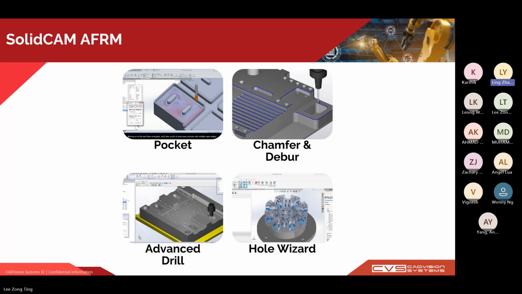So say, for example, on the bottom left corner under advanced drill, maybe over here I have around 50 holes, but I want to apply this strategy to those holes that are below a diameter of 20 millimeters. I can do that. Then for between 21 to 50 millimeters, I want to apply another strategy. That is well achievable.